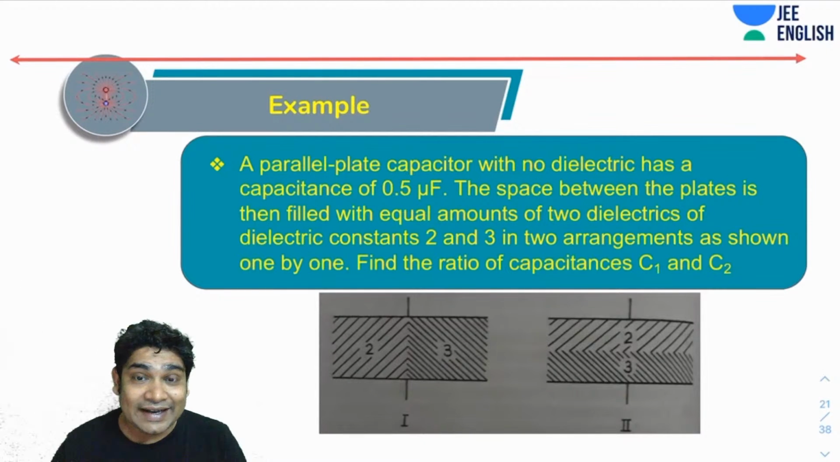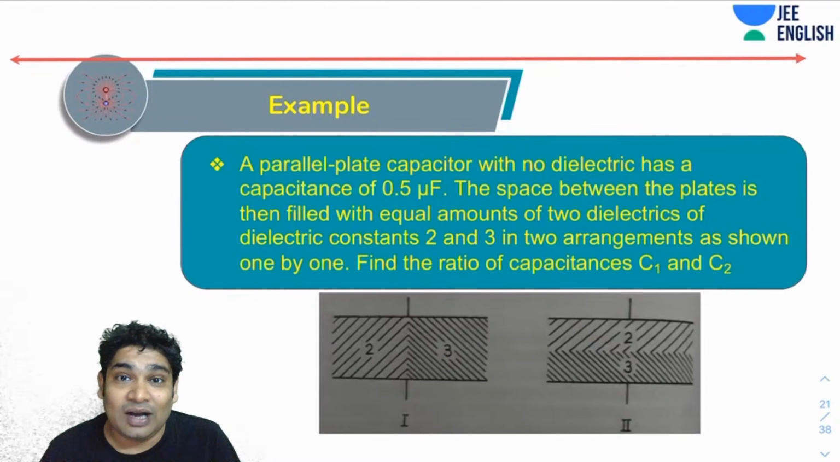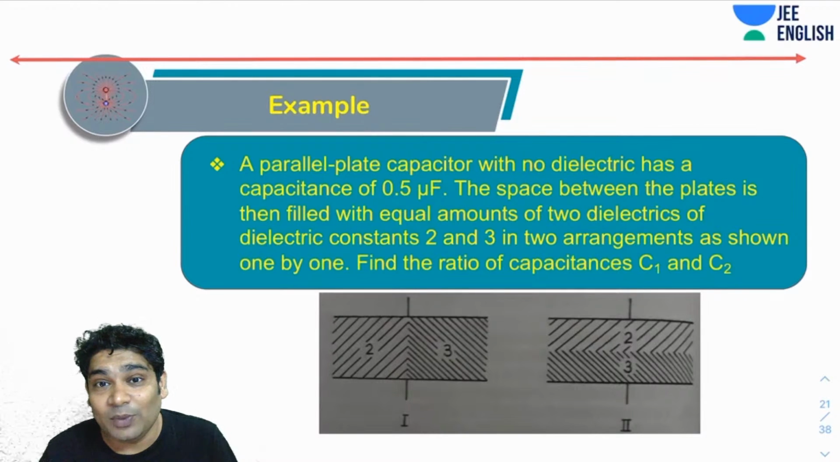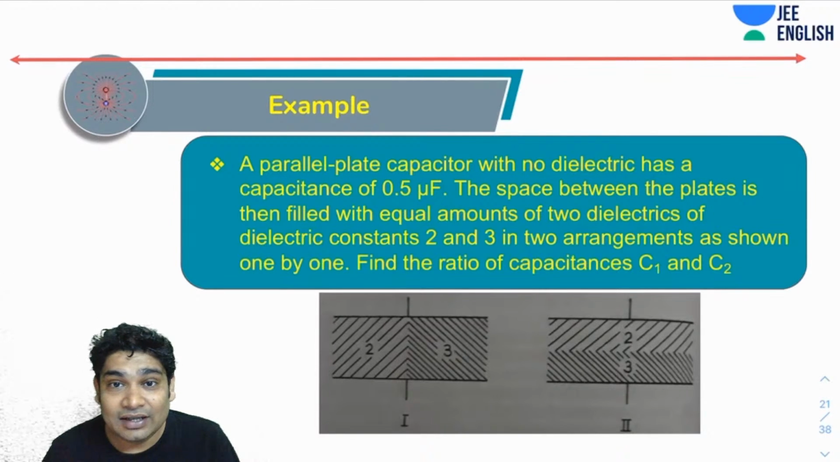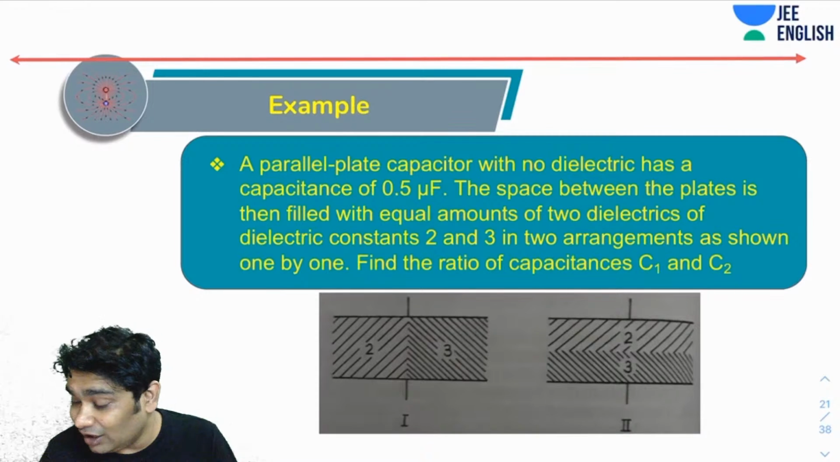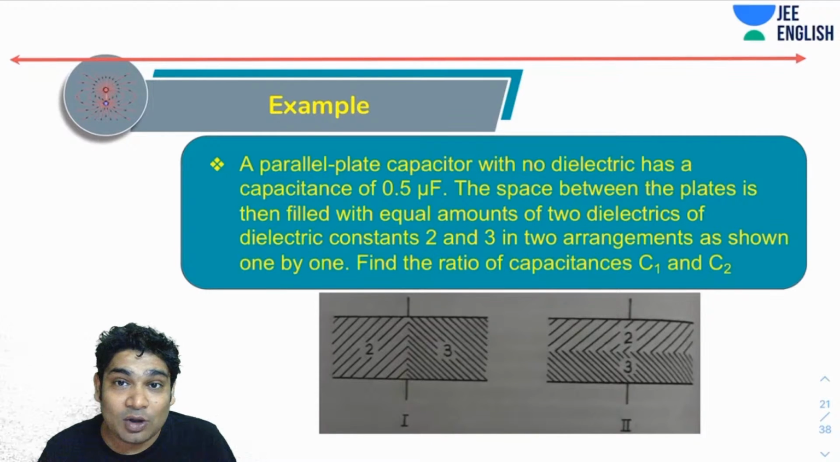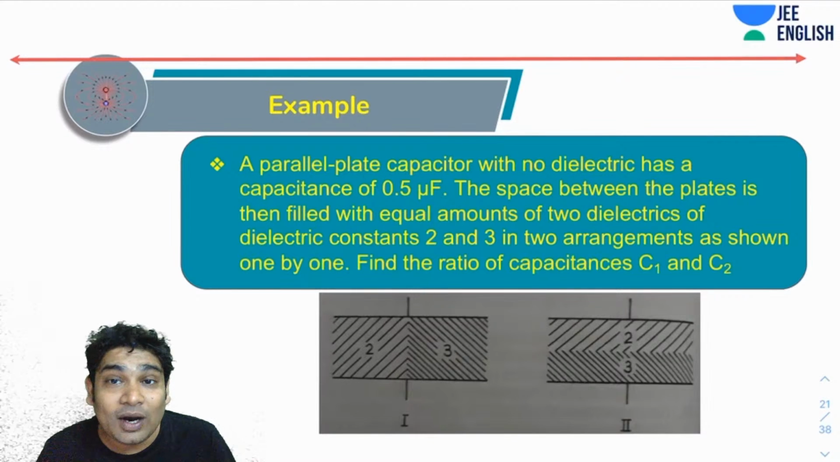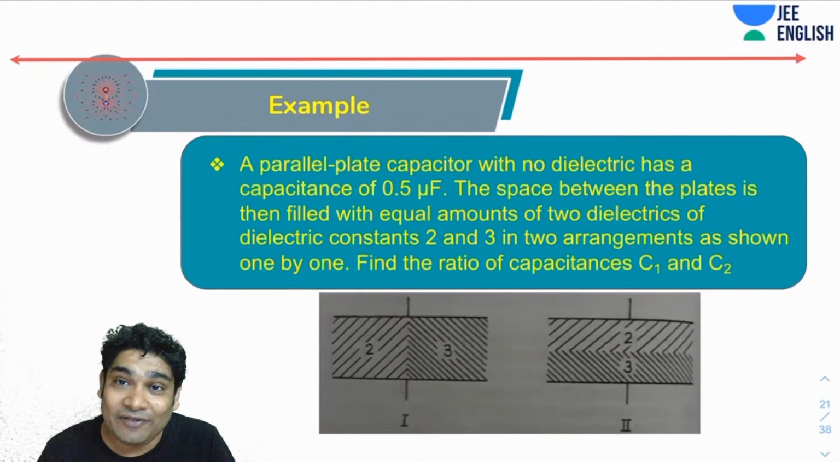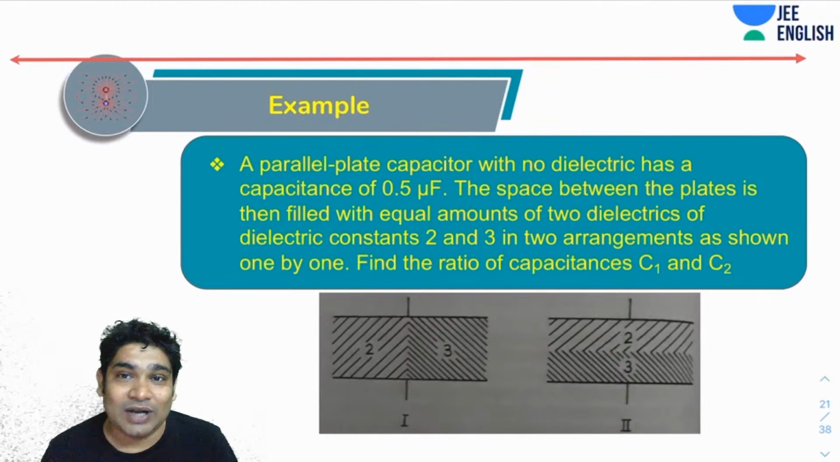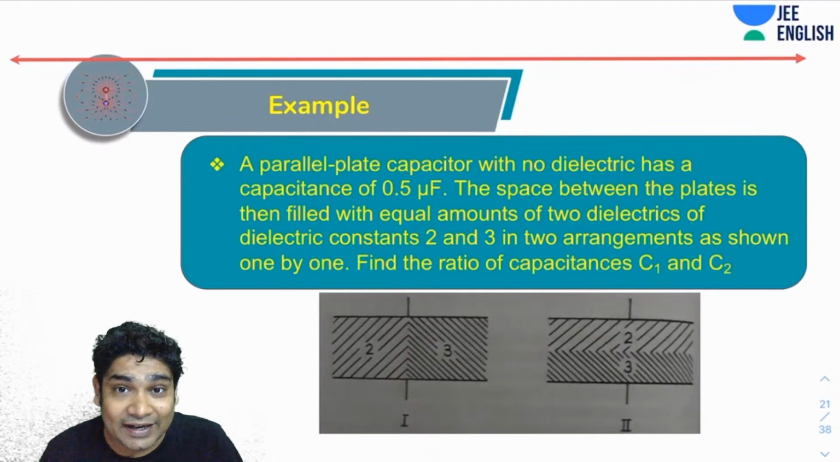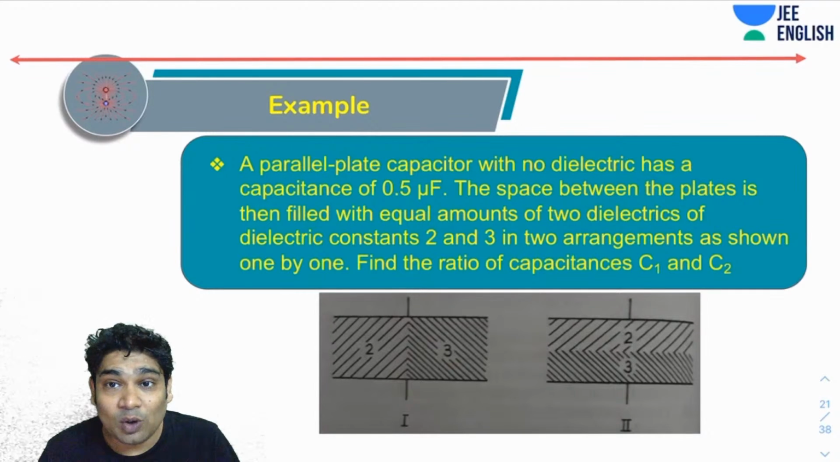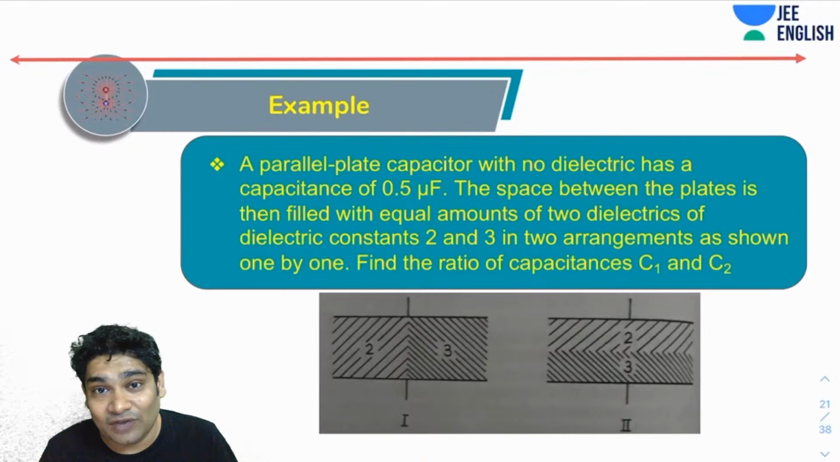Alright, now you will get some tricky cases of capacitors filled with dielectrics where you will be asked to find the net capacitance. So here are two cases of such. In the first case, it says a parallel plate capacitor with no dielectric has a capacitance of 0.5 microfarad. The space between the plates is then filled with equal amounts of two dielectrics of dielectric constants 2 and 3, in two arrangements as shown one by one.